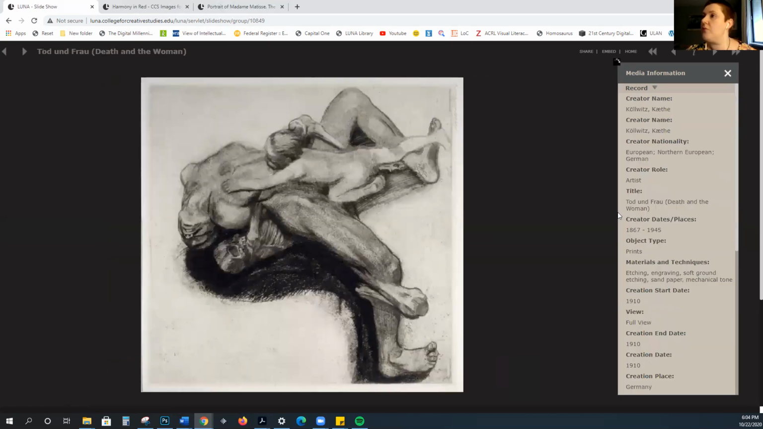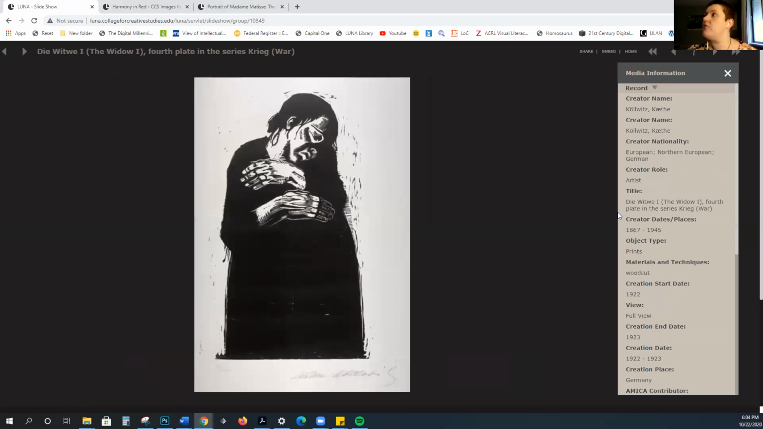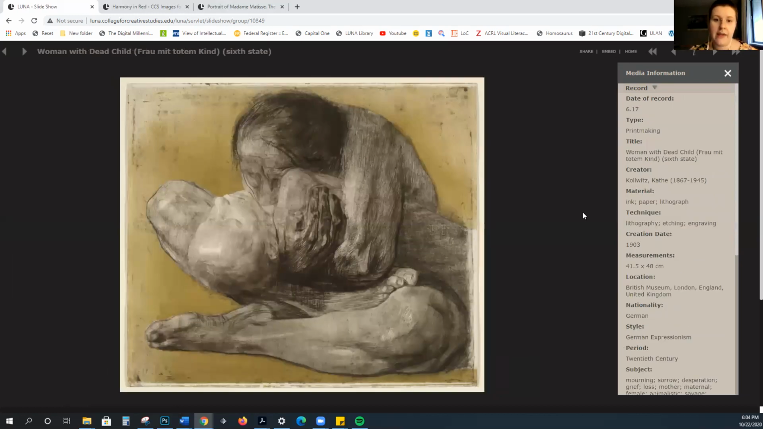So just some more images. This is the artist Käthe Kollwitz, and I'm not necessarily including her here as an example of Die Brücke, but merely as an example of Expressionism. Kollwitz is a female artist, and she taps into very primal emotions.